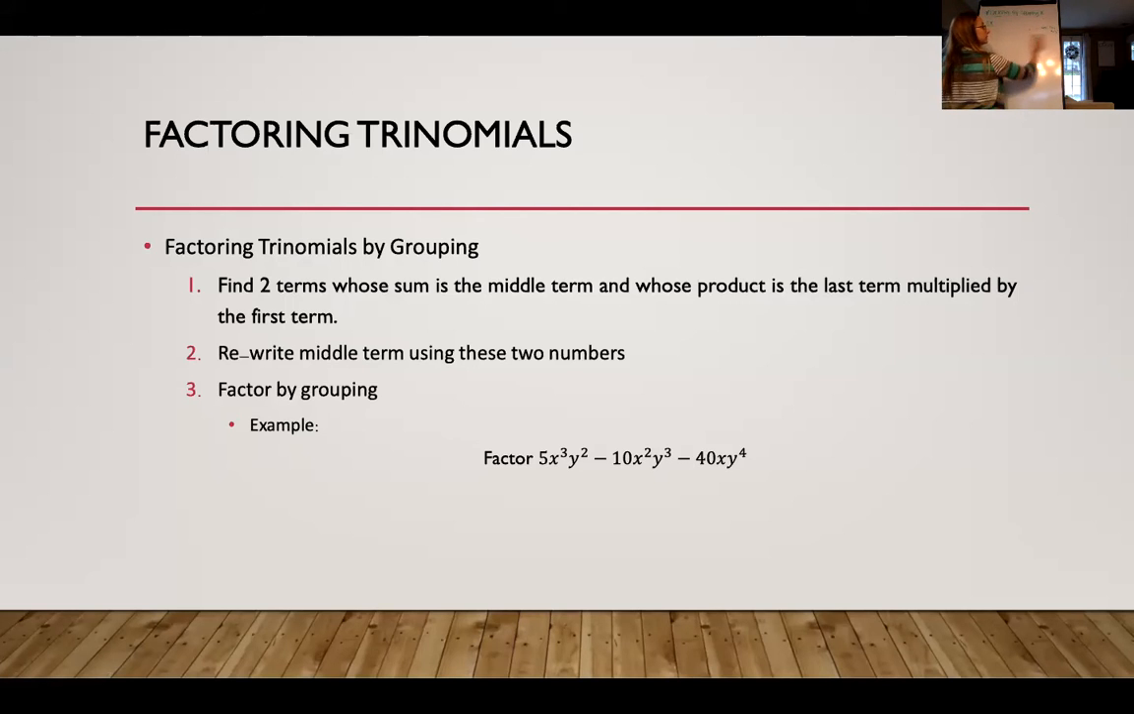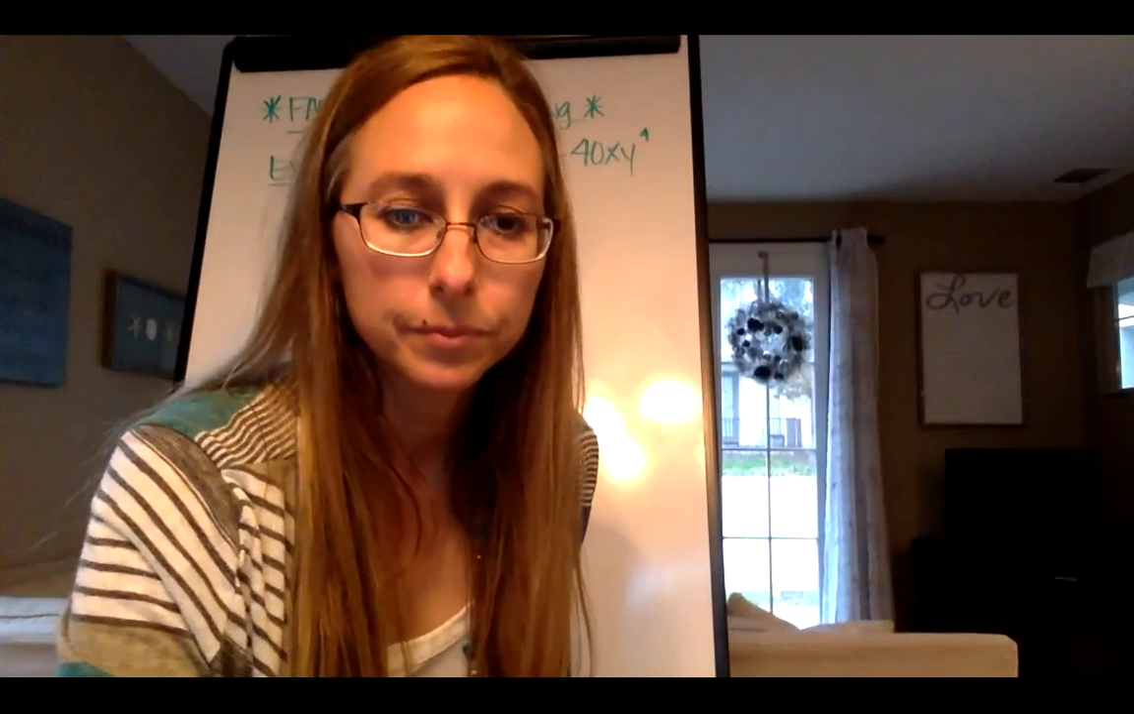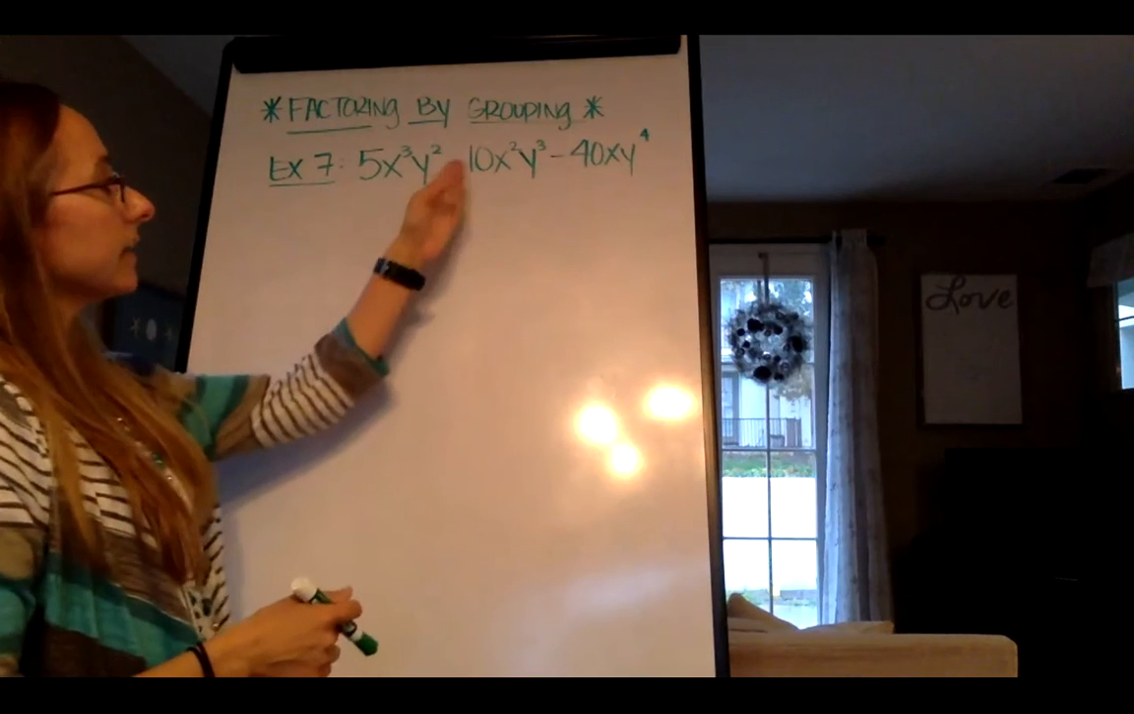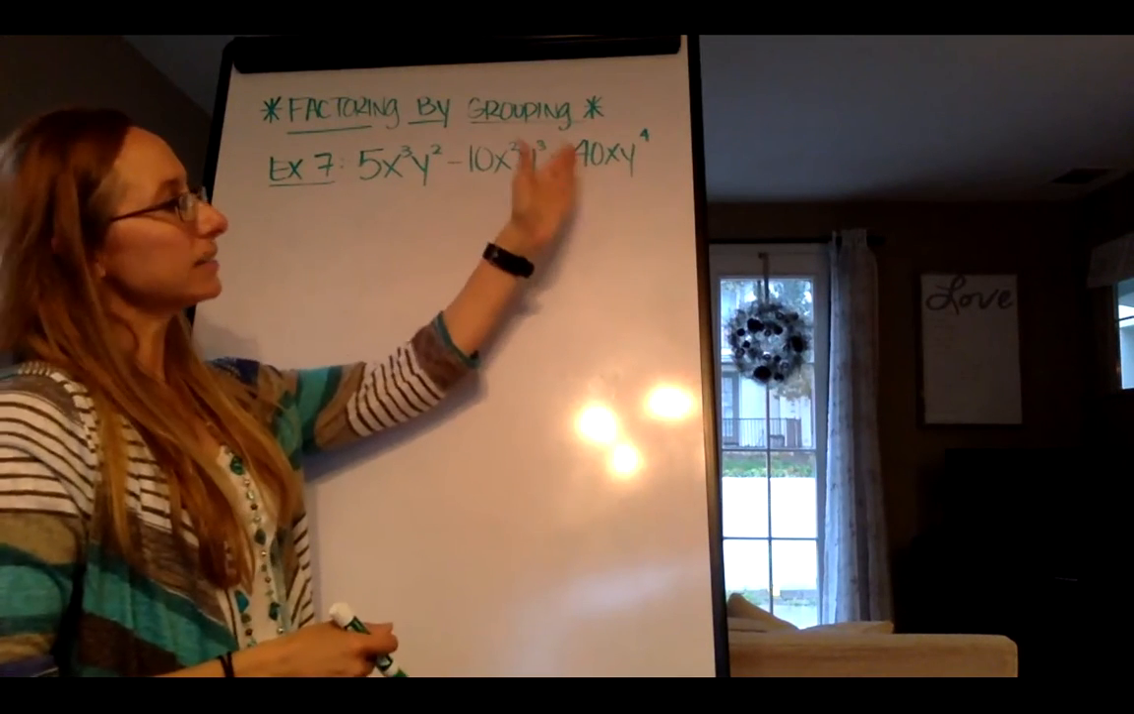So what do you notice about this trinomial? Is there anything that you can factor out first? Well, of course there is, otherwise I wouldn't have said that. So what do we have? We have 5x to the third y squared minus 10x squared y to the third minus 40xy to the fourth.